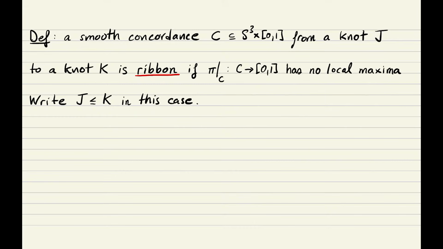Okay? And so we use this less than or equal terminology to indicate that J is ribbon concordant to K. And sometimes we'll also want to keep track of the ribbon concordance itself, so we'll do that in the subscript. So this is a generalization of what it means to be a ribbon knot, what it means to bound a ribbon disk. If you have a ribbon disk, you can puncture it, and you have now a ribbon concordance from the unknot to K. So I should say that this was introduced by Gordon in the late 70s.